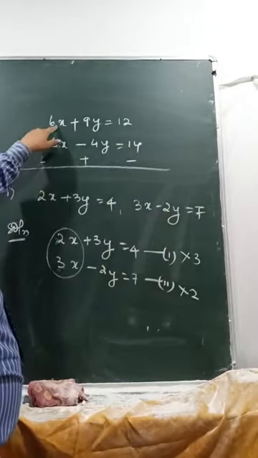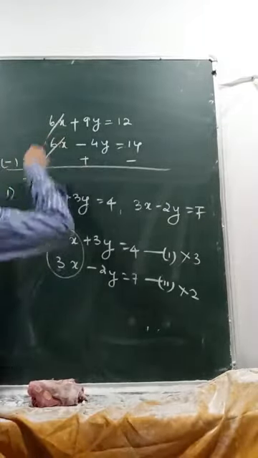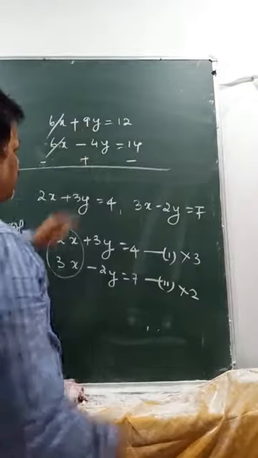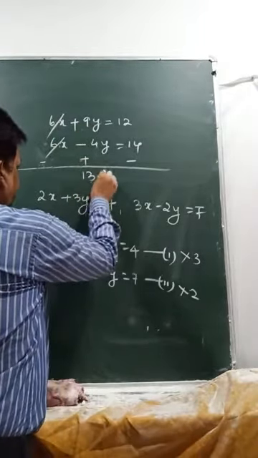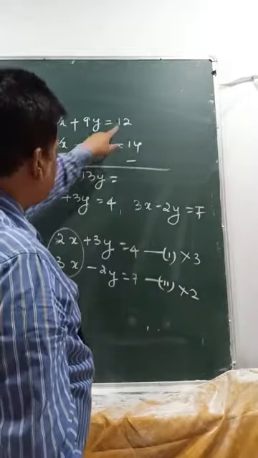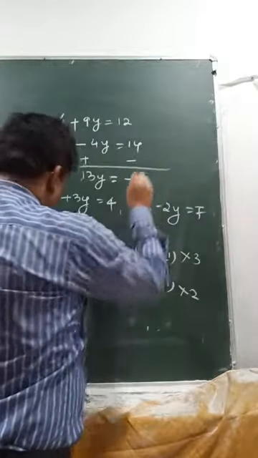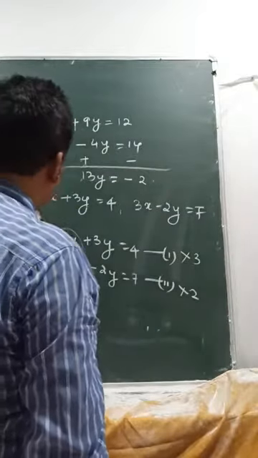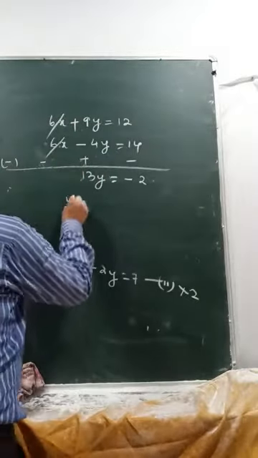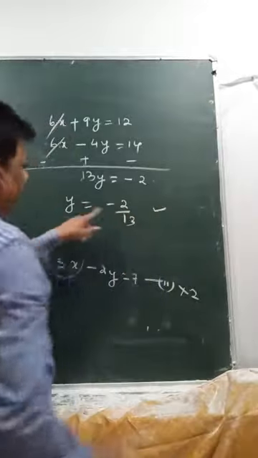Now plus 6x minus 6x cancel. 9y plus 4y is 13y. 13y equals 12 minus 14, which is minus 2. So y equals minus 2 by 13. We got the first value.